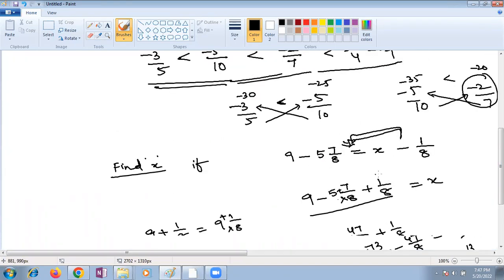Good. The only thing you need to know is this: if I transpose to the other side of the equal to, either left or right side, minus becomes plus, plus becomes minus, multiplication becomes division, division becomes multiplication. If you know the techniques, you can do this part easily. Hope you understood.